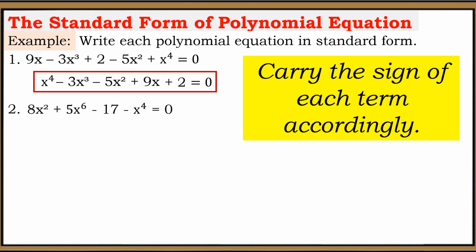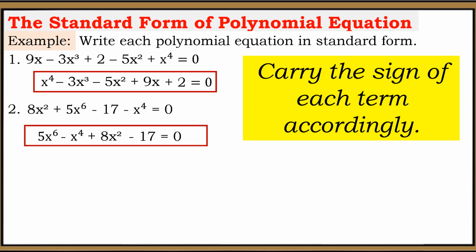Another example, 8x squared plus 5x to the 6th minus 17 minus x to the 4th is equals to 0. Arrange this in descending order. The highest exponent is 6. So, ang first term natin ay 5x to the 6th. Next is negative x to the 4th. Then, positive 8x squared. So, carry the sign of each term accordingly. Then, we have negative 17 is equals to 0. So, this is the standard form of the given equation.